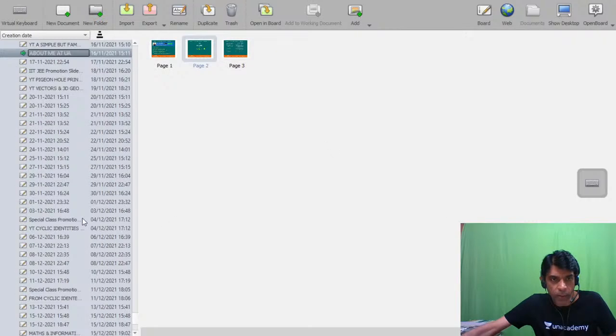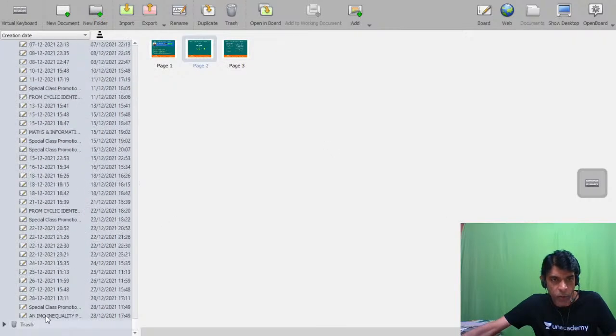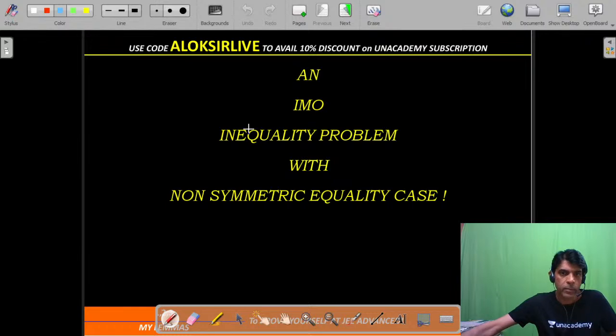And now we come to the main topic of today's session. So it's going to be a short session. So I've just chosen an IMO problem. It is an inequality problem. Last year also it was too tough. It is not of last year. It is long back, but it's a good problem. And the point is that it does not have a symmetric equality case, because that is easy to find out. So let's look at the problem and let's solve it.